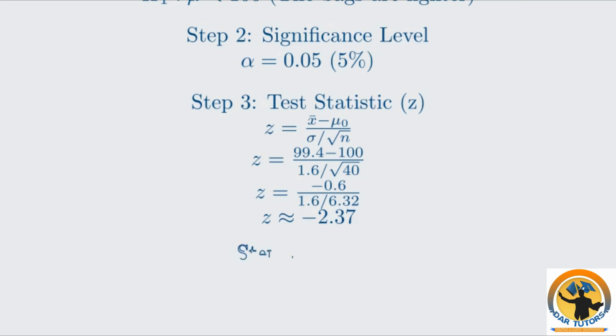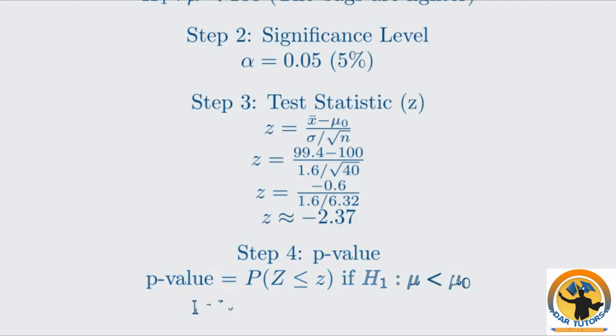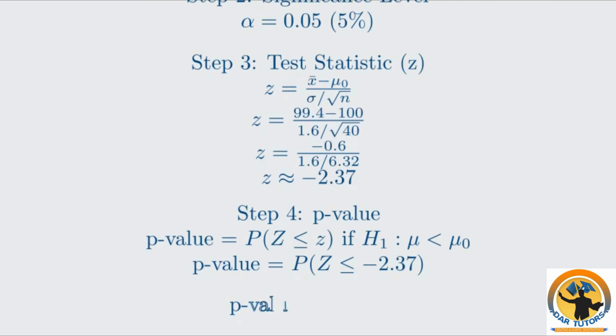For step 4, we calculate the p-value. This is the probability of observing our test statistic, negative 2.37, or something even more extreme, assuming the null hypothesis is true. Since our H1 is less than, we are looking at the lower tail of the standard normal distribution. You would use your GDC's normal CDF function to find the area to the left of negative 2.37. The calculator gives a p-value of approximately 0.0089. So far, we have our p-value. Now we move on to the final steps of making a decision and interpreting the result.